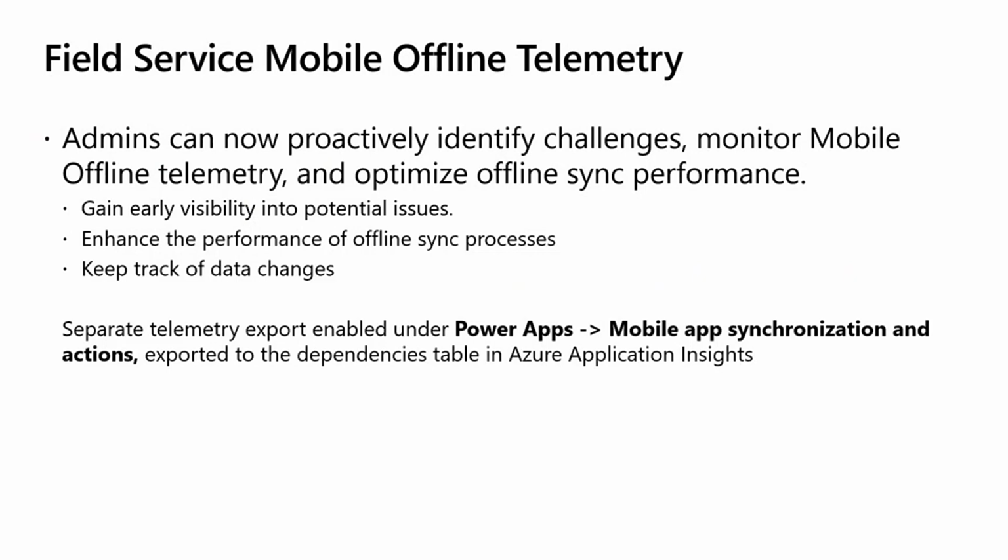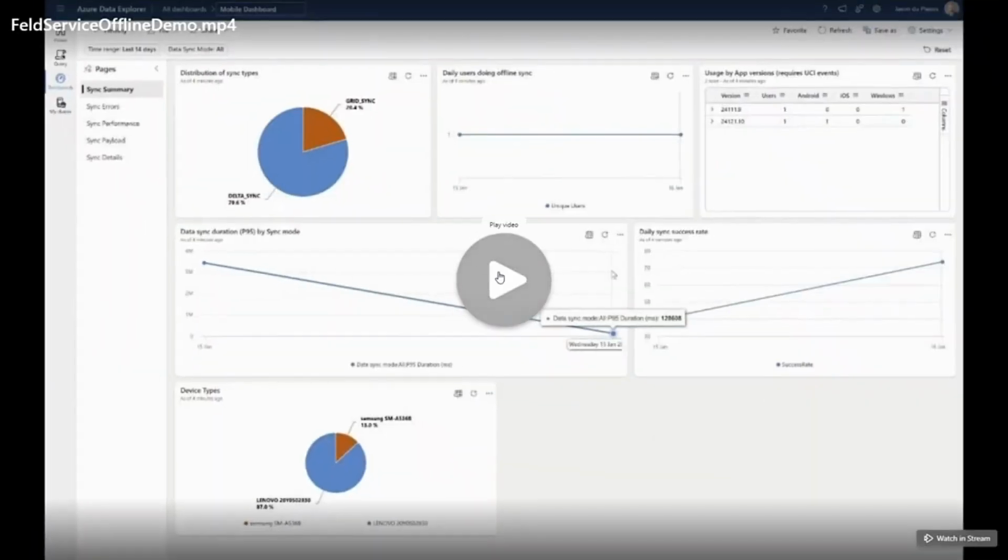It's really simple to get the new mobile app synchronization actions. Within your standard telemetry where you enable the export, you now will see a new option under Power Apps for mobile app synchronization actions. If you enable that, you get the field service mobile offline synchronizations. This would apply for Power Apps Mobile as well. So I'm going to now just play a video for you where we'll talk through some of the features in the sample dashboard we provide.